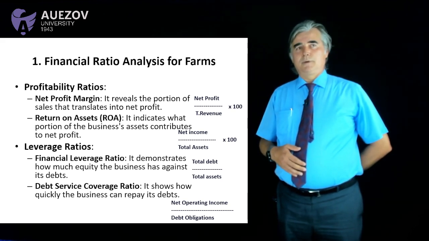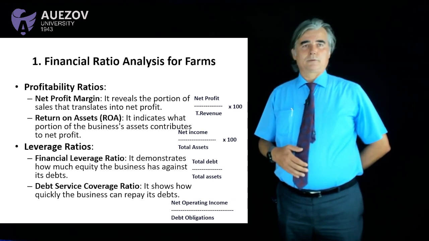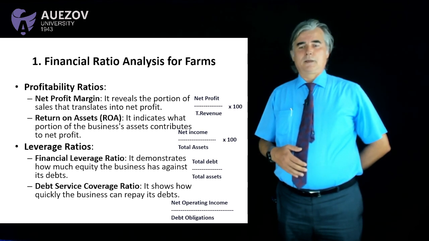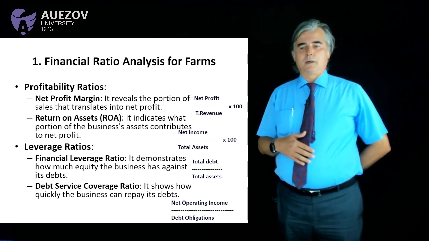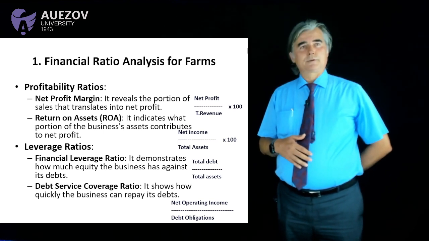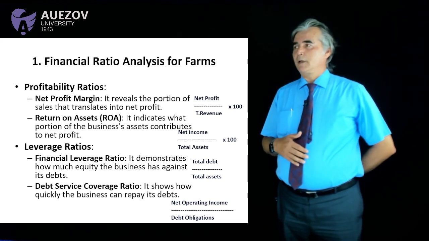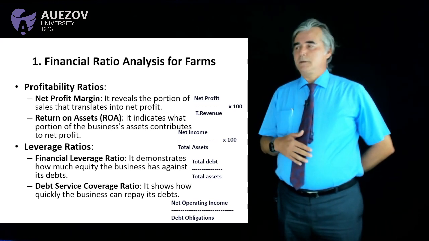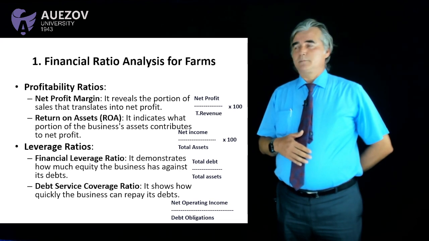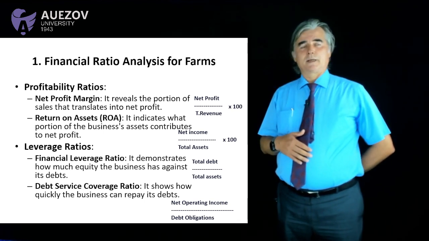One of these is financial ratio analysis for farms. First of all, we must have farm records. If we didn't have farm records, we couldn't get balance sheets, cash flow, and income statements. So firstly, we need farm records, true farm records. We prepare the balance sheet and income statement, we calculate them, then we can calculate profitability ratios.